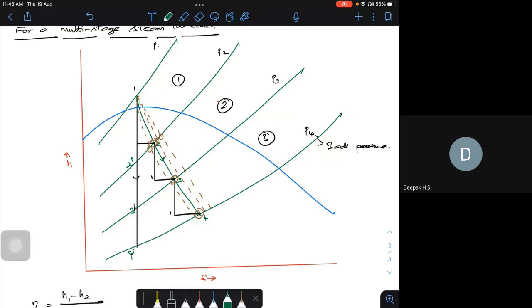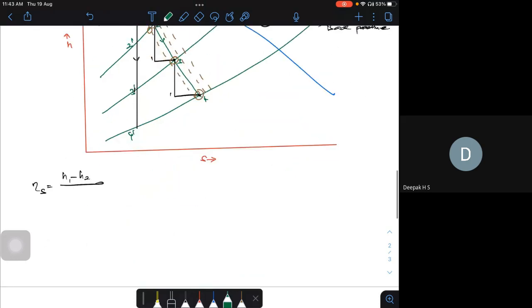So H1 minus H2 divided by H1 minus H2 dash. Okay. It is on the isentropic line, H1 minus H2 dash. Or I can write H1 minus H2 is equal to stage efficiency times H1 minus H2 dash.